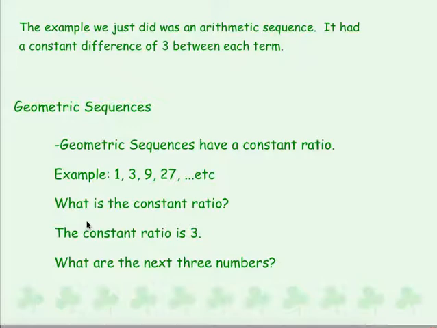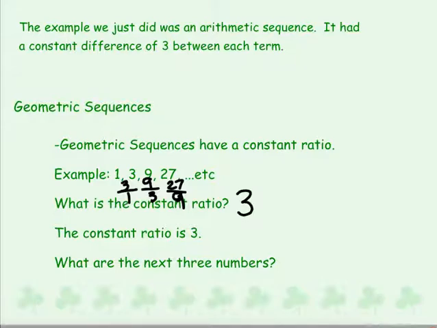We could also have geometric sequences. Geometric sequences have a constant ratio, like this one: 1, 3, 9, 27. So the constant ratio, what we're saying is if I do 3 divided by 1, 9 divided by 3, 27 divided by 9, I'm taking the second term divided by the first, third term by the second, fourth by the third. That constant ratio is 3.